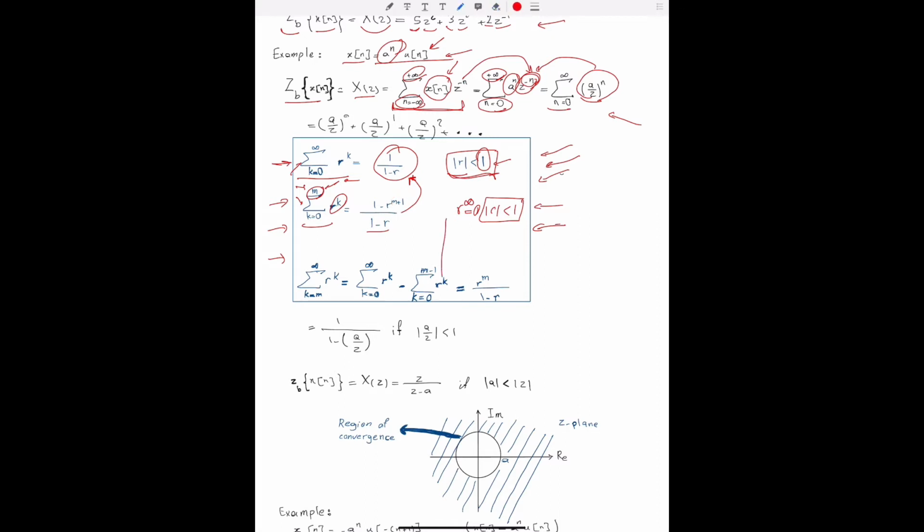And another case would be if we have k from m to infinity, where m is greater than 0, sorry.